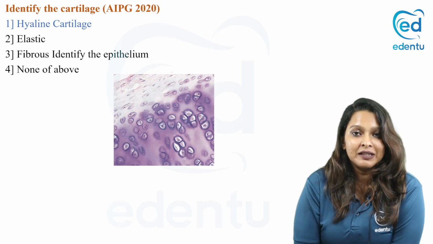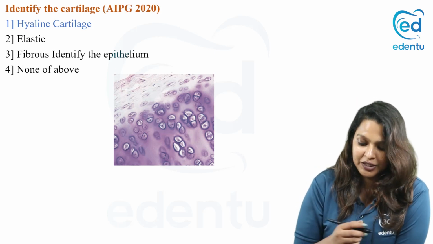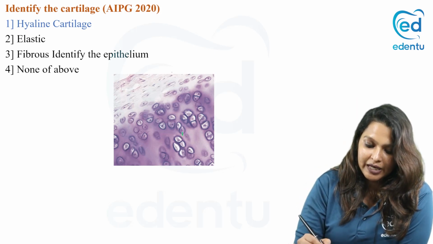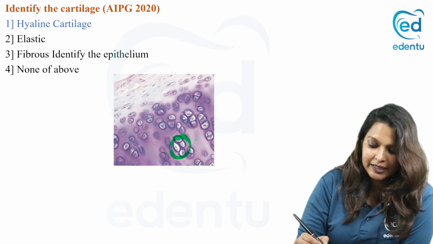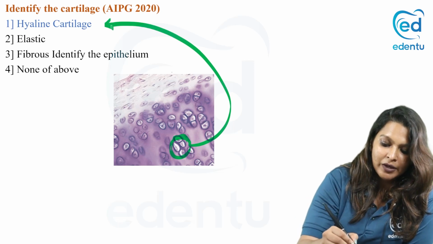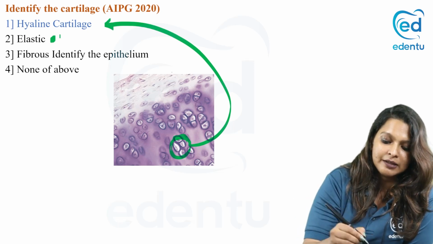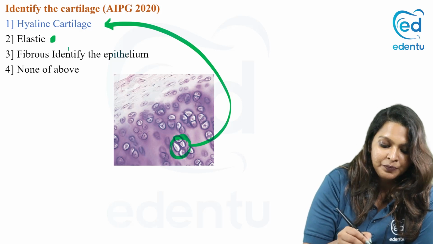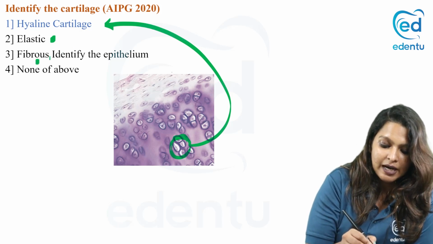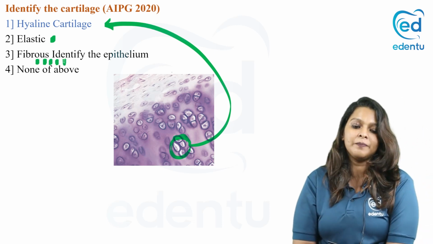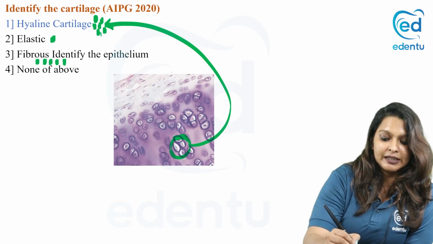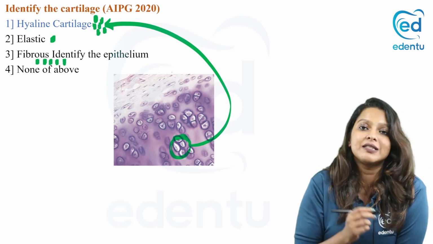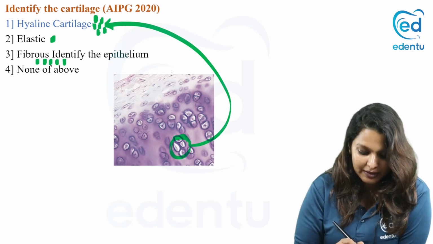Identify the cartilage. So this is a histology image based question. Here the cartilage we can identify with one key feature. If the cells are grouped, then it is hyaline cartilage. If the cells are arranged singly, it is elastic cartilage. And if the cells are present in a row, it is fibrous cartilage.